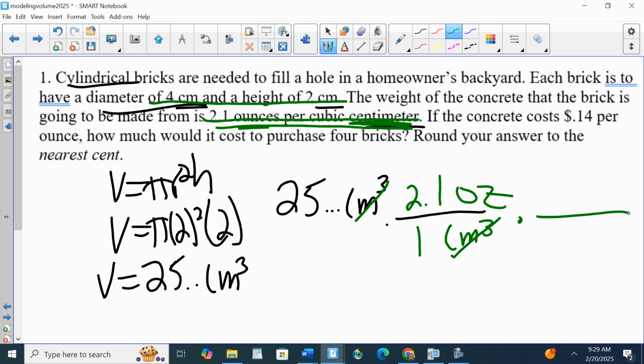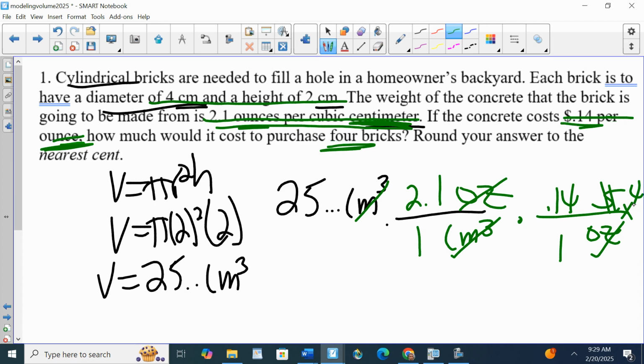Now I'm looking for ounces. There it is. Ounce, money, 14 cents per ounce. Ounces are gone. Done with that. I have cost. That's what I want. Is there a quantity or a percent? Yes, it wants 4 bricks, so times 4.